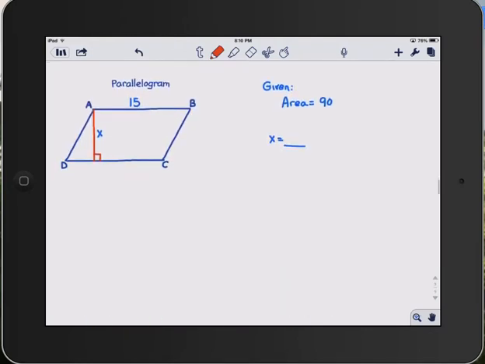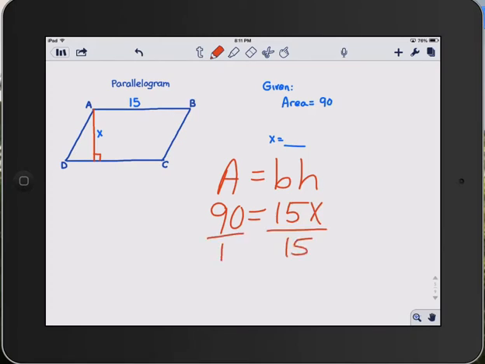Sometimes the area is going to be given to you, but you still start by writing down the same formula. The area equals base times height. 90 equals 15 times x. So we can solve for x, which is the height, by dividing each side of the equation by 15. And we have x equals 6. Next question.